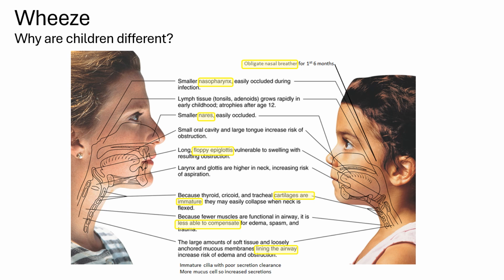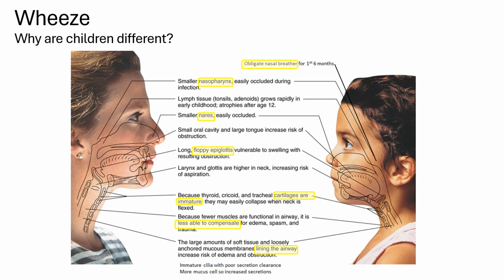This isn't particularly relevant in wheeze, it becomes more of a problem when they're having anaesthetics. Their longer floppy epiglottis is more vulnerable to swelling, which hopefully we've prevented in our vaccinated children. Because the cartilages in the trachea are immature, they collapse more when the neck is flexed, but also collapse more when the airway is under pressure, such as in croup. They are less able to compensate when their airway is compromised, either from edema, which is mostly from croup, spasm, and trauma. This means they get more upper airway symptoms. Their airways are very poorly designed, and at a young age they are designed to swell.